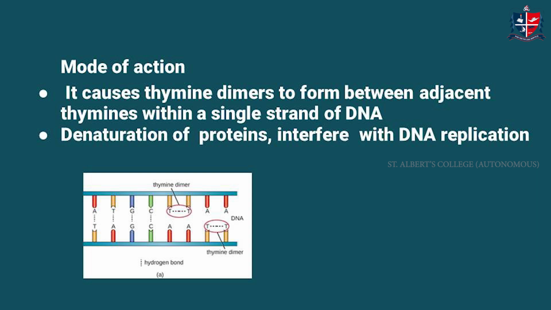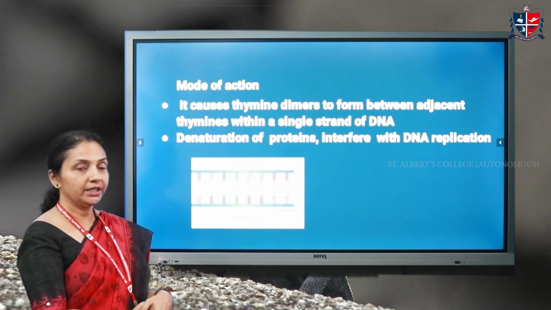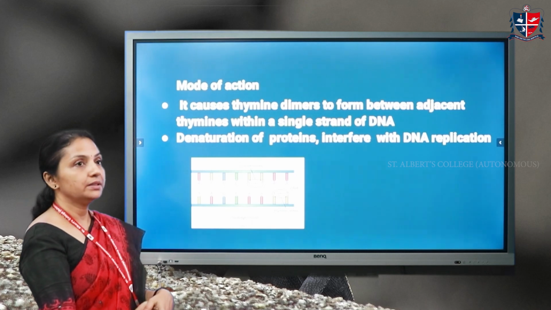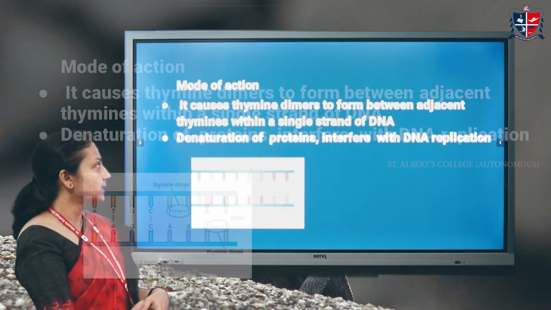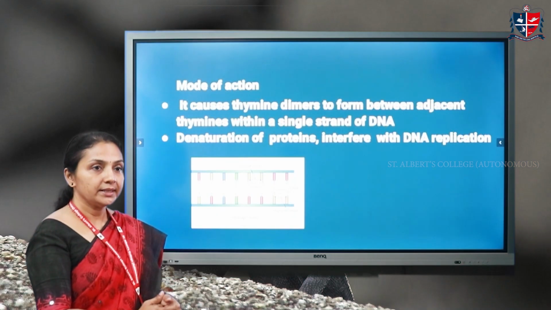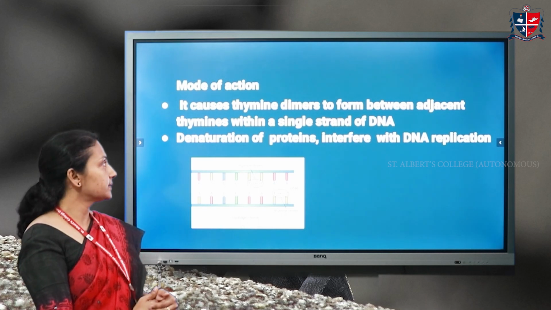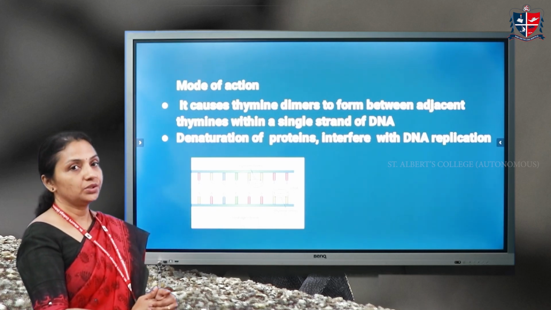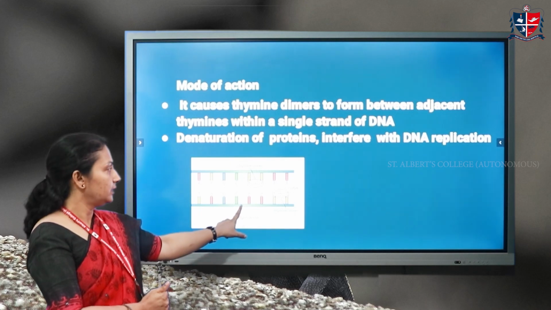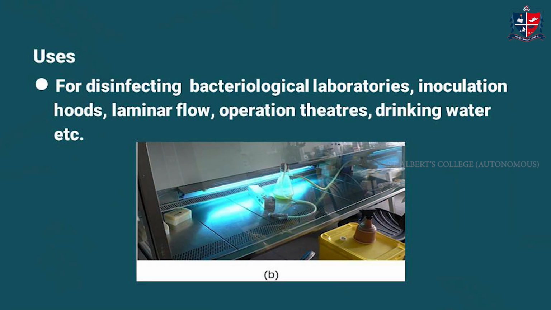The mode of action of non-ionizing radiation or ultraviolet radiation is that it causes thymine dimers to form between adjacent thymines within a single strand of DNA, whereas ionizing radiations cause double-stranded breaks. Non-ionizing radiations cause single-stranded breaks, and it also causes denaturation of protein as well as interfering with DNA replication. This is a single-strand break within a thymine dimer.